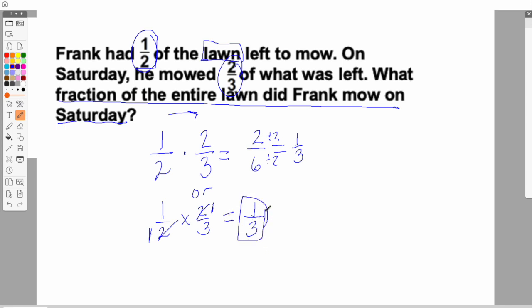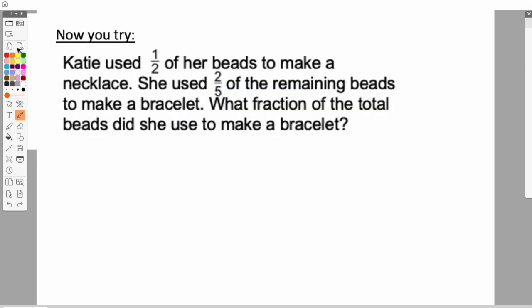The answer is not just 1/3, but 1/3 of the lawn. If you don't want to say left to mow, you can say he mowed 1/3 of the lawn. Okay, he only mowed 1/3 of his lawn. All right, here's one for you to try. Figure out what fraction of the total beads she used to make her necklace. Go ahead and pause the video and see what you come up with.